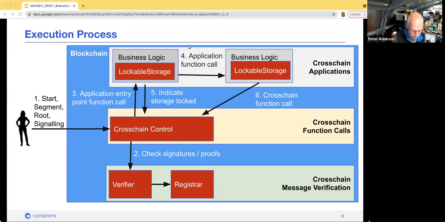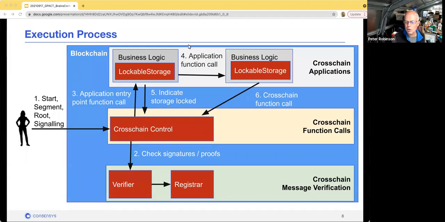And if it does have some lockable storage and that storage does get updated, then you indicate to the cross-chain control contract, hey, I've got some storage that's been updated. When you're emitting that segment event, you need to say, I have some lockable updates or some provisional updates.